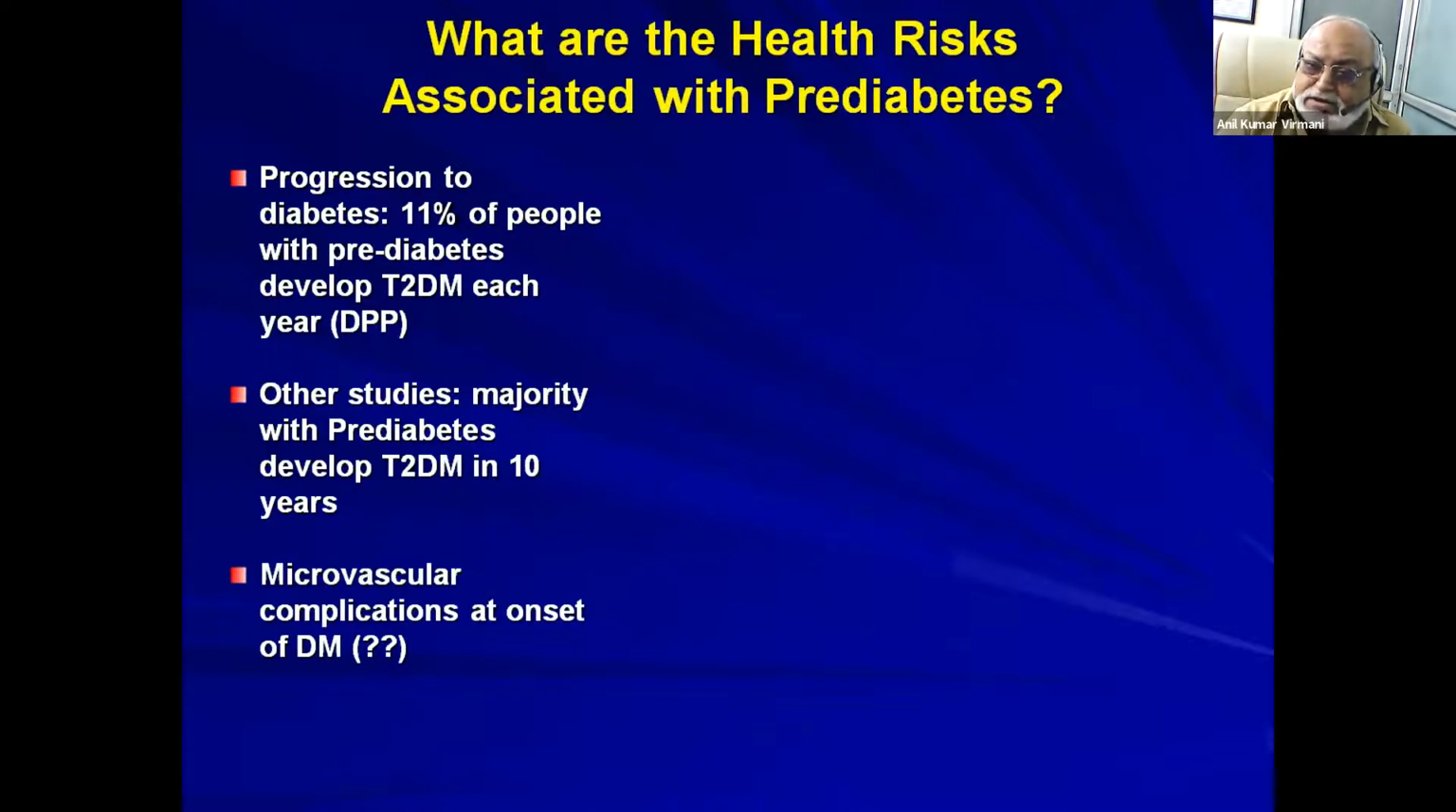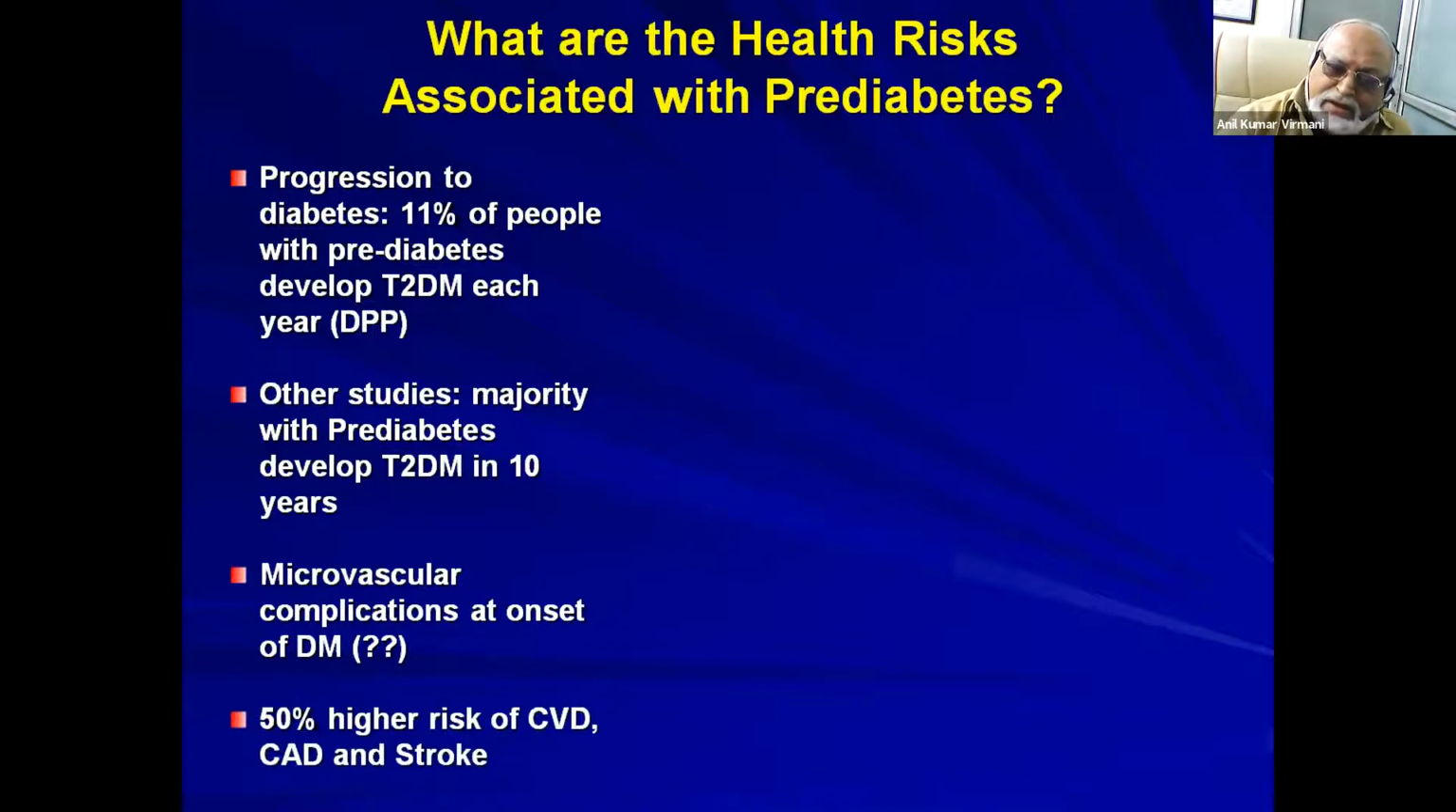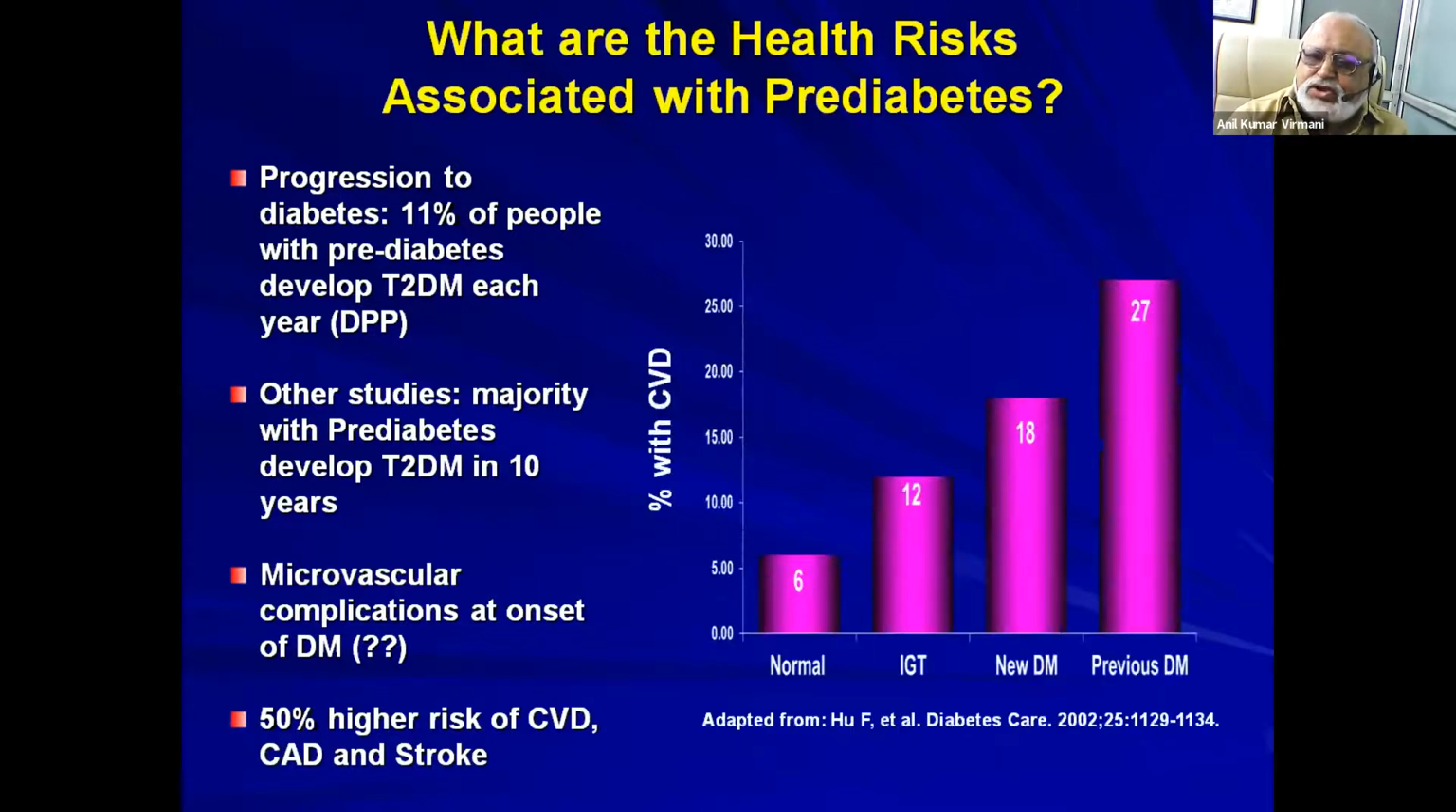Microvascular complications. It is usually said, and we have read, that microvascular complications occur at the onset of diabetes. But that, my friends, is not the total truth. We have seen microvascular complications in the stage of prediabetes also. And it is said that there's a 50% higher risk of cardiovascular disease, coronary artery disease, and stroke.